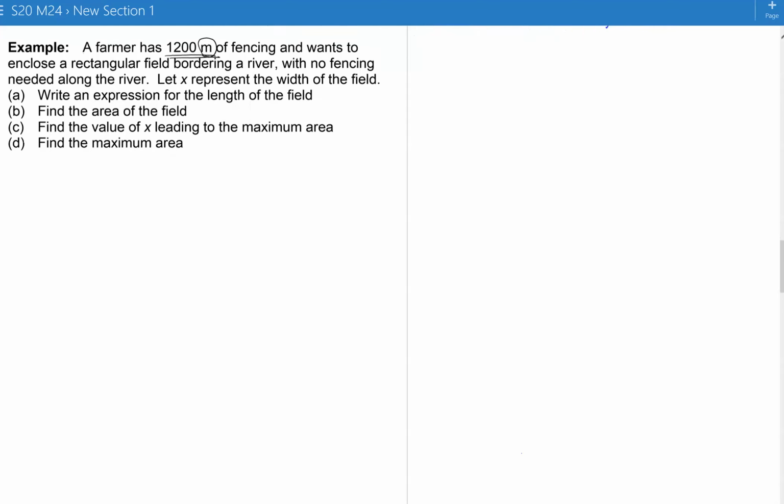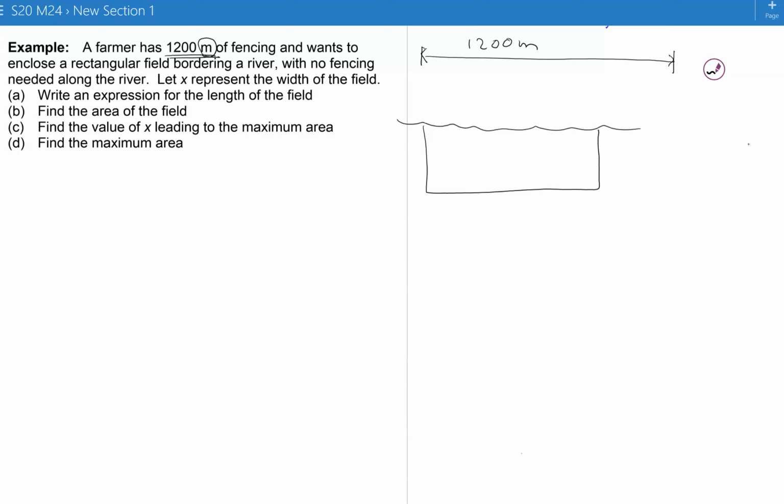Okay, so we have 1,200 feet of fencing. So we have this long piece of fencing that we can use. It's 1,200 meters long. Well, they're telling me they want to enclose a rectangular field bordering a river. And so the fourth side doesn't need fencing because it has the river there.